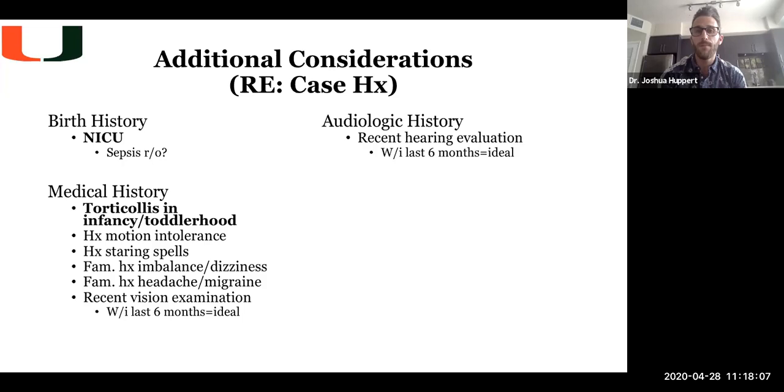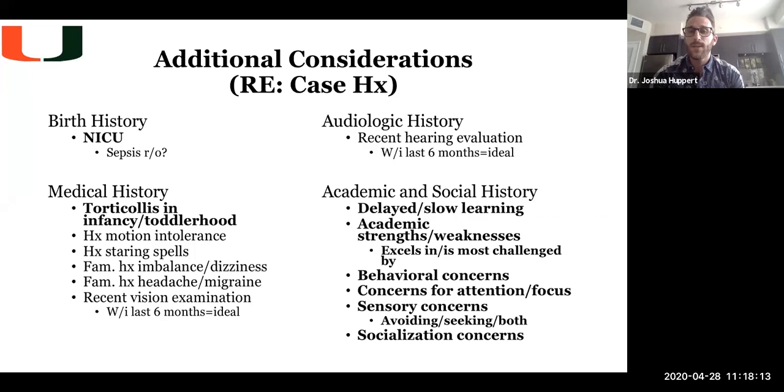Academic and social history. These are also some fun ones. So looking at this list, we probably could easily equate this list or associate this list with many other things that we may see in the classroom, things like a learning difficulty, things like ADHD, things like defiance disorder, things like inattention, things like even potentially in some cases, autism spectrum disorder. So again, the challenge with balance is that it may look like many other things. And so the challenge then is sort of teasing out what it is and what it isn't.